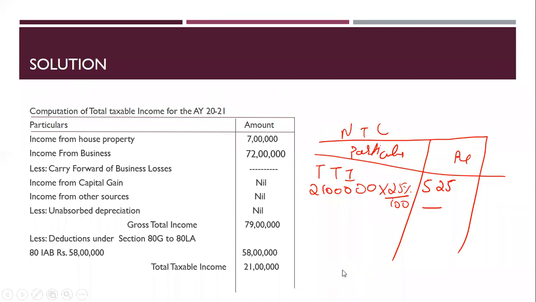Just calculate only this much. No need of going to the normal tax liability calculation. This is for your understanding, that's all. The question was asked only for normal total taxable income. That's the reason. Calculate for 2 minutes, I'll give time.